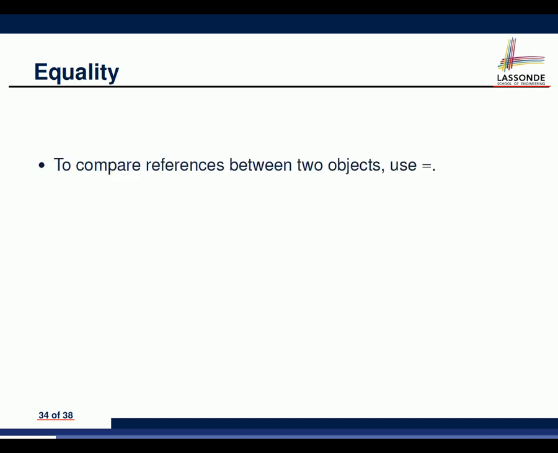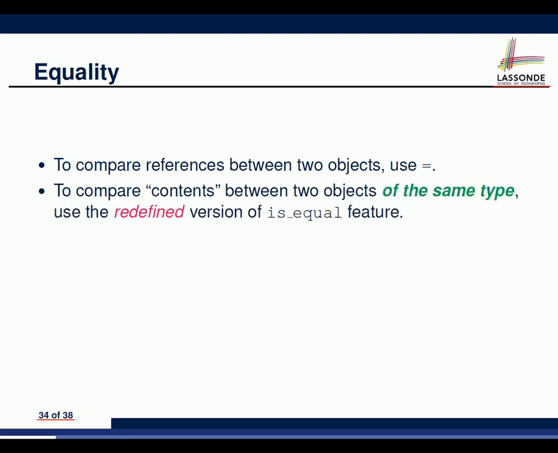Okay, so same as in Java, if you want to compare references, use equal. Well, in Java, use double equal. In IFO, just use a single equal. That one's easy. And similar to Java, where you have to redefine or override the equals method that you inherit from the object class, similar in IFO.